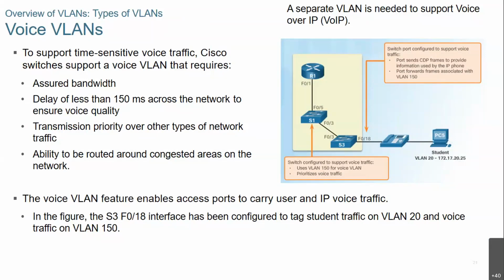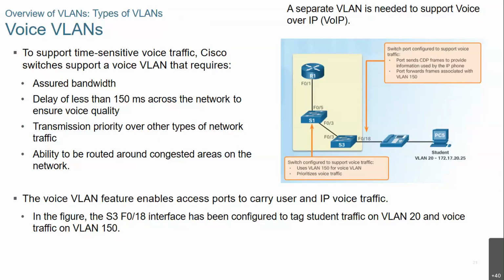It would have a delay of less than 150 milliseconds across the network to ensure voice quality. It would have transmission priority over the other types of network traffic. And it would also be able to be routed around congested areas of the network. So basically, if you have a voice VLAN in Cisco switches, what it does is that it gives it a higher priority so that you have a better quality of service.